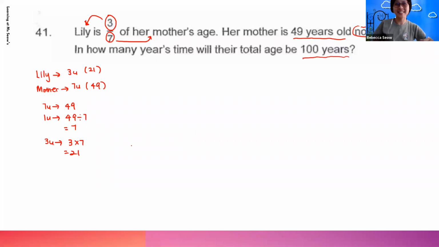Okay, let's take a look and see. We want the total age to be 100 years. And we know that Lily's mother's age would definitely be more than Lily's age, right? Okay, so maybe let's draw a model.